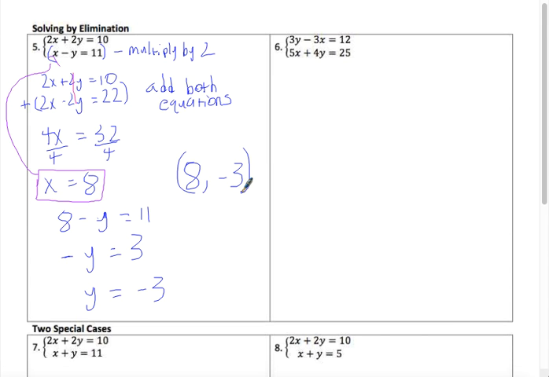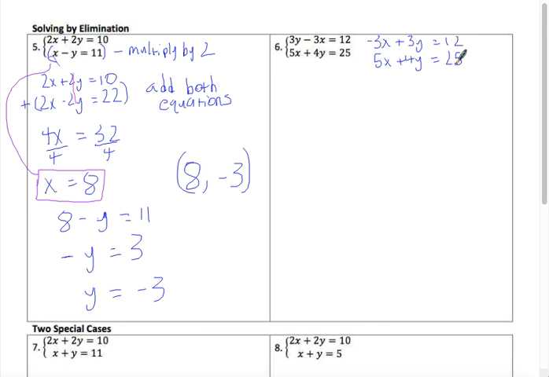So in example 2 here, there's nothing I could multiply. The goal here is to multiply by something that makes one of our variables the same in both equations. But here, there's nothing I can multiply 3 by to get 5, or 3 by to get 4. And it first helps to rewrite our equations in order. So we have negative 3x plus 3y equals 12, 5x plus 4y equals 25.